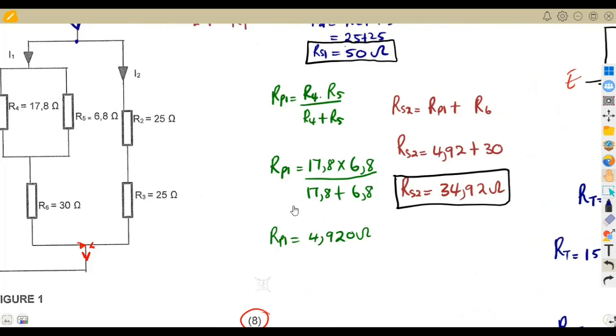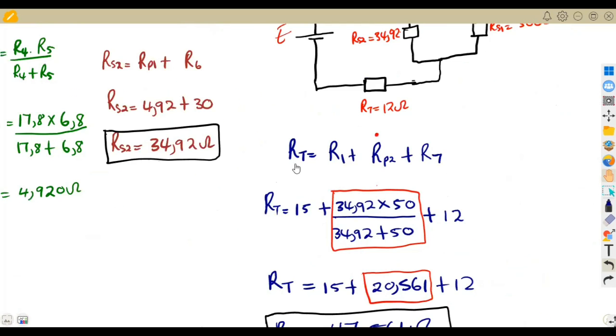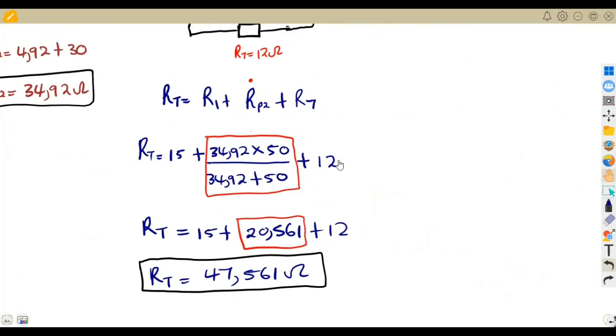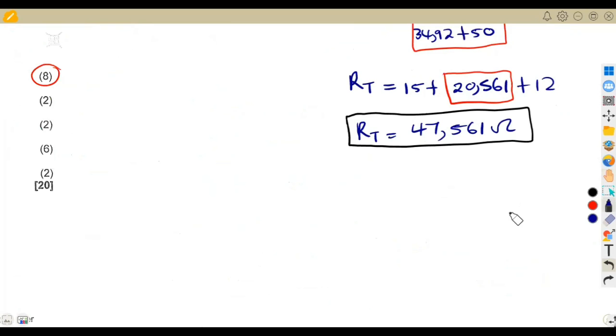Remember that for the total current, we divide the voltage by the resistance. So let me just write it here, 2.2. Our total current is the total voltage over the total resistance. Remember, our total voltage was 120. So that's 120 over the total resistance, which we already have here, 47.561. All right, so simplify this.